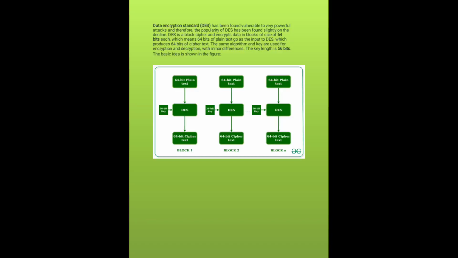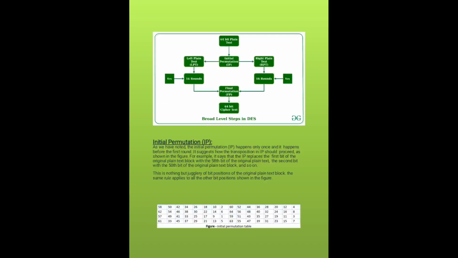When 64-bit blocks of plain text go in, 64-bit blocks of cipher text come out. It is also a symmetric algorithm, meaning the same key is used for encryption and decryption. It uses a 64-bit key: 56 bits make up the true key, and 8 bits are used for parity. The DES algorithm has been found vulnerable to very powerful attacks, and therefore the popularity of DES has been on the decline.